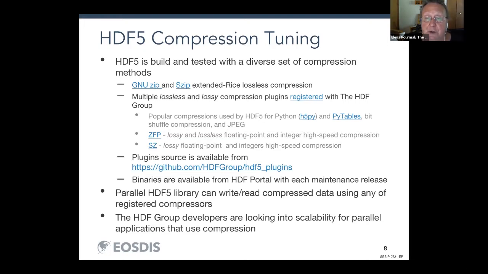Those compression plugins are registered with The HDF Group. There is a page where you can see all registered plugins. But what we support is a subset of all registered plugins, and we support the most popular compressions used by the Python community, especially in h5py and PyTables, BitShuffle compression and JPEG. We also recently added support for ZFP and SZ compressions that originated in the HPC world. What is interesting about those compressions is that they come with lossy and lossless modes, and they are very fast. Now there is active development moving those compression methods to GPUs, and as a result, we will be looking into enabling GPU compression features in HDF5.